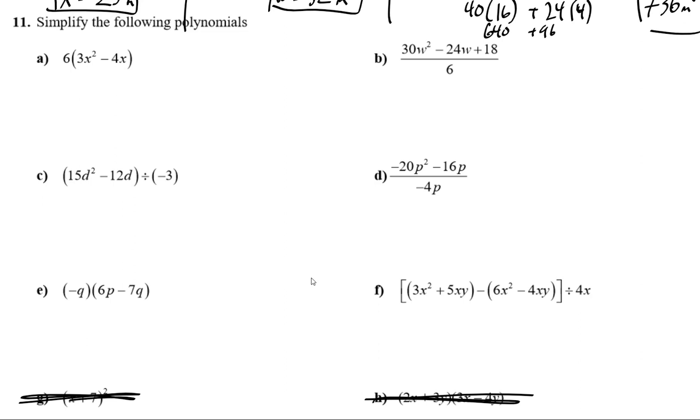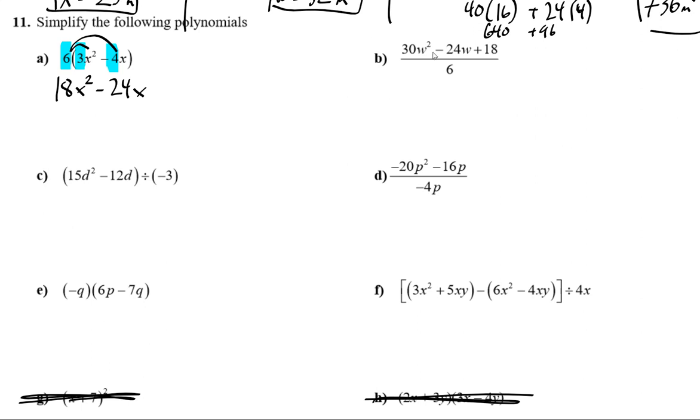Okay, now we're going to simplify a bunch of polynomials, starting with 11a here. 11a, we've got 6 times 3x squared and 6 times negative 4x. 6 times 3 is 18x squared, and 6 times negative 4 is negative 24. And those are x's. Nice and simple. Take the number part, multiply it by the number part. The letter parts, if there were variables to multiply together, we would, but there weren't.